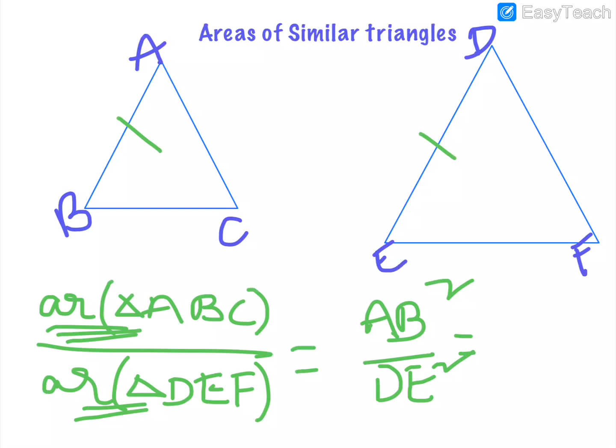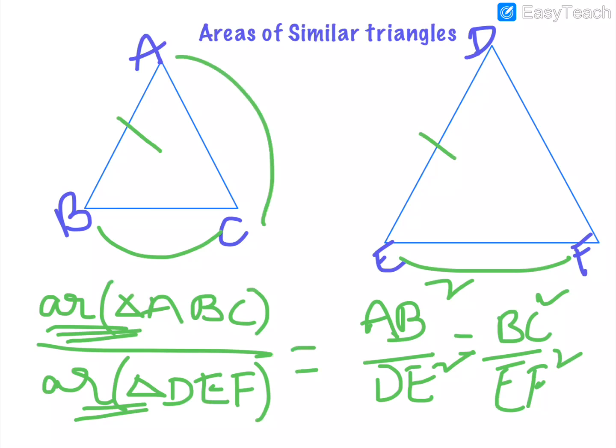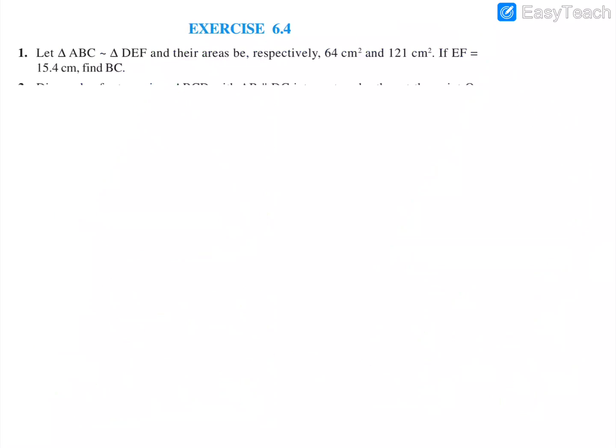It can be AB by DE, or it can be BC square by EF square. Similarly, you can write AC square by DF square also. So by squaring any corresponding sides ratio, we will get the ratio of areas of two triangles. So this is the main concept of this exercise. Let's go to the sums. So let's move on to the first sum.